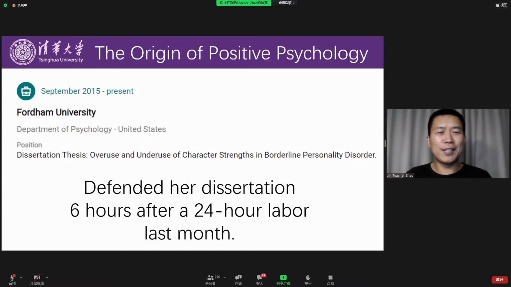And her dissertation thesis, in case you are interested, actually is overuse and underuse of character strengths in borderline personality disorder. So actually, this is exactly Nikki's passion. She wanted to know what's the role of character strength in borderline personality disorder. And she argued that both overuse and underuse can be damaging. She actually looks like she got the same interest from her father, to study character strength.